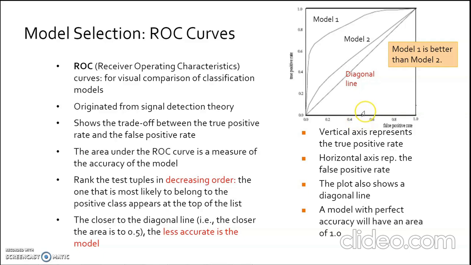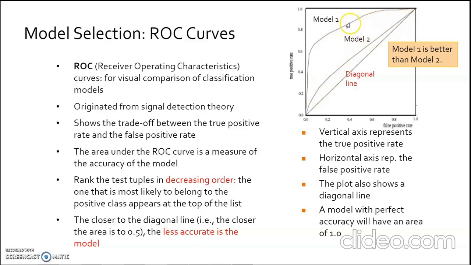The tuples are ordered in decreasing order. The one that is most likely to belong to the positive class appears at the top of the list. So when we take a look at this, what does it tell? ROC tells you which model has the highest true positive rate and lowest false positive rate. So in other words, model 1 is more accurate than model 2.